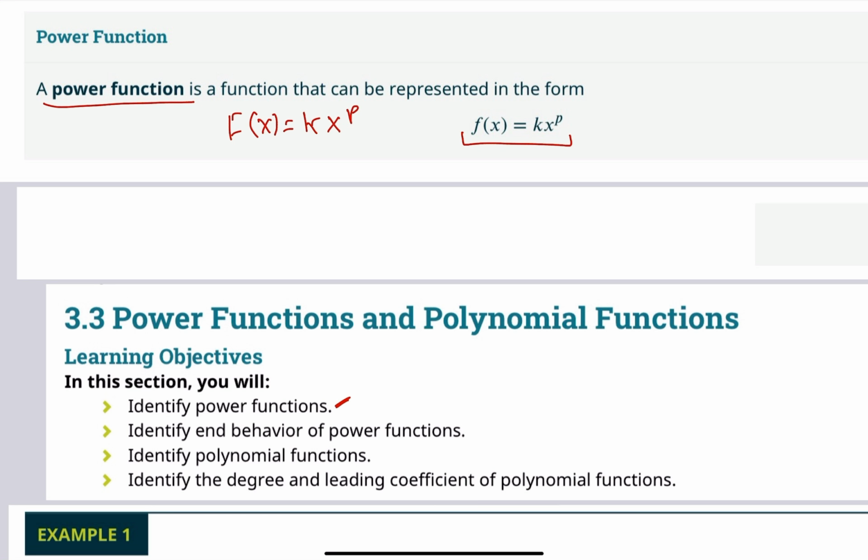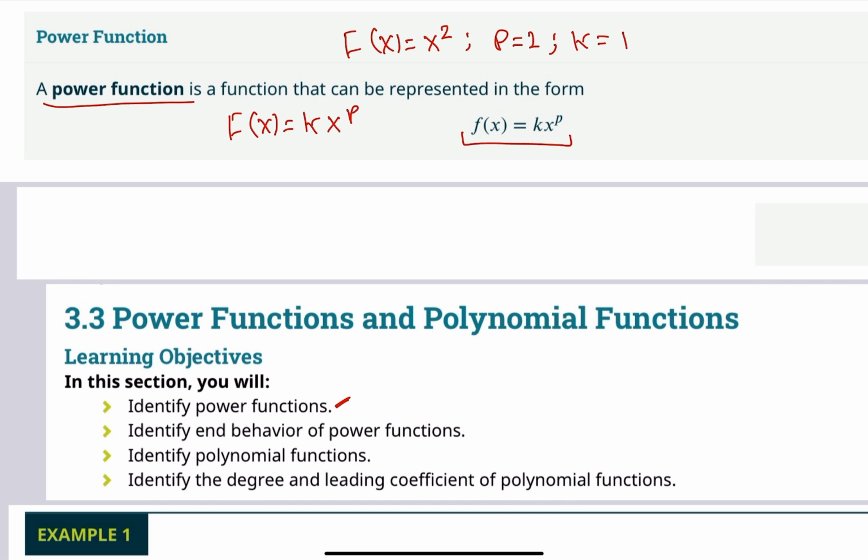Let me give you an example of a power function. Let's say f of x equals x squared. Now, what is p in this case? P equals 2. What is the coefficient? The coefficient is the number multiplied by x squared, which is k. K equals 1. Now, k can be equal to 2, it can be equal to 3, and so on.